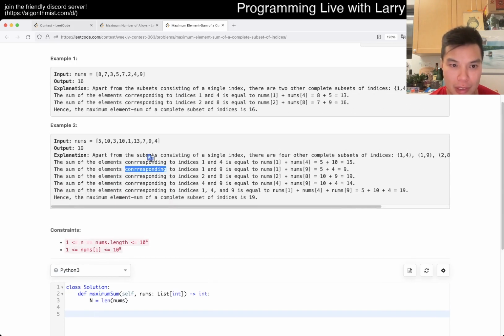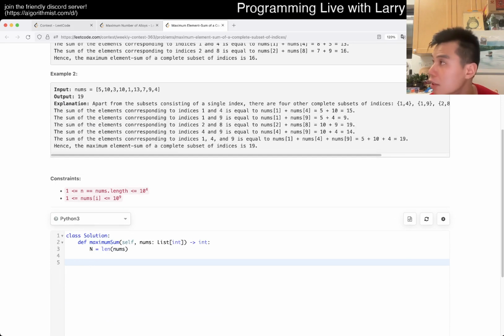Also corresponding as well. They just kind of copy and paste it. How many primes are there? Primes under 10,000. How many are there? How many primes under 10,000? 1229.